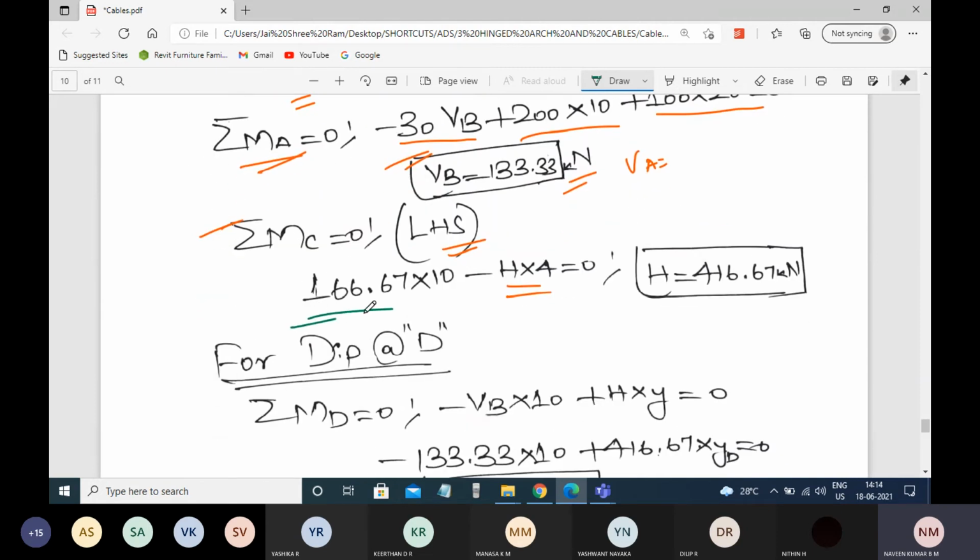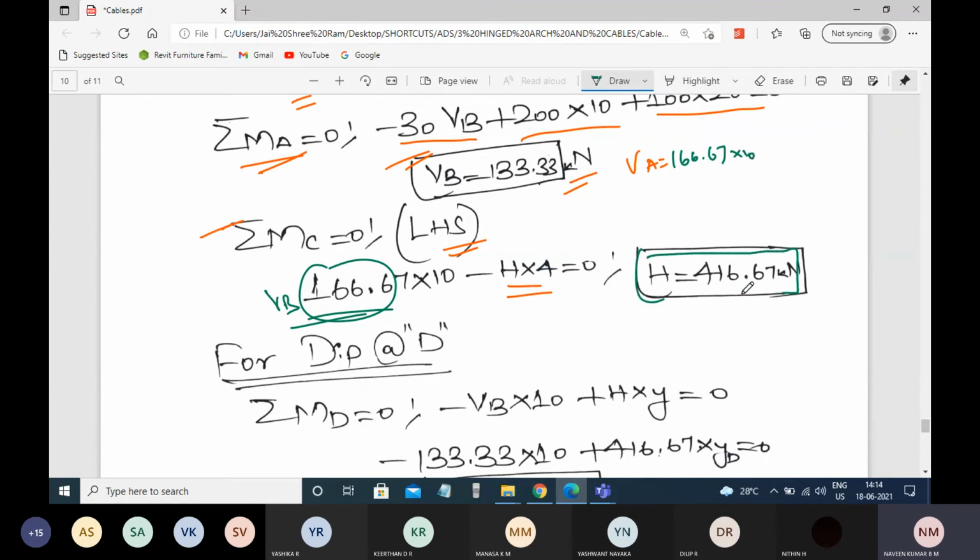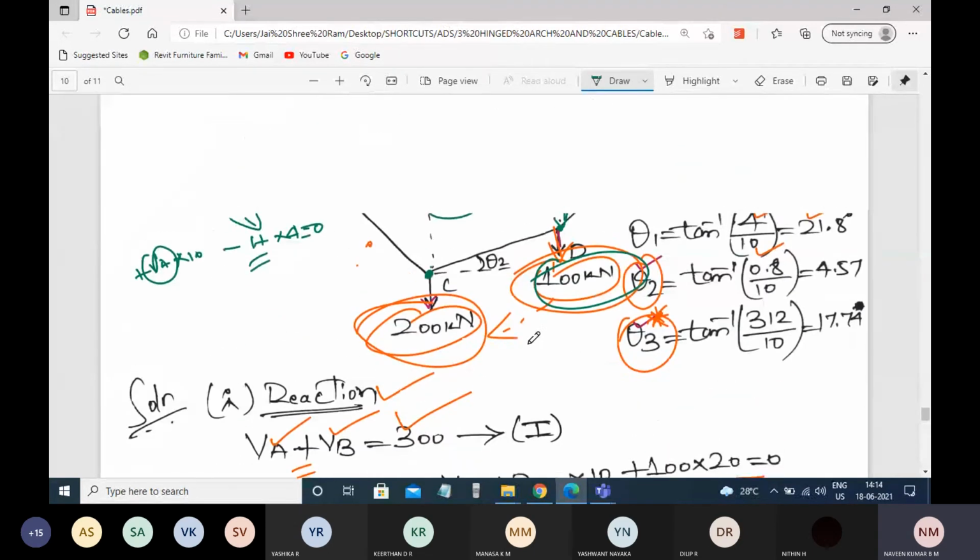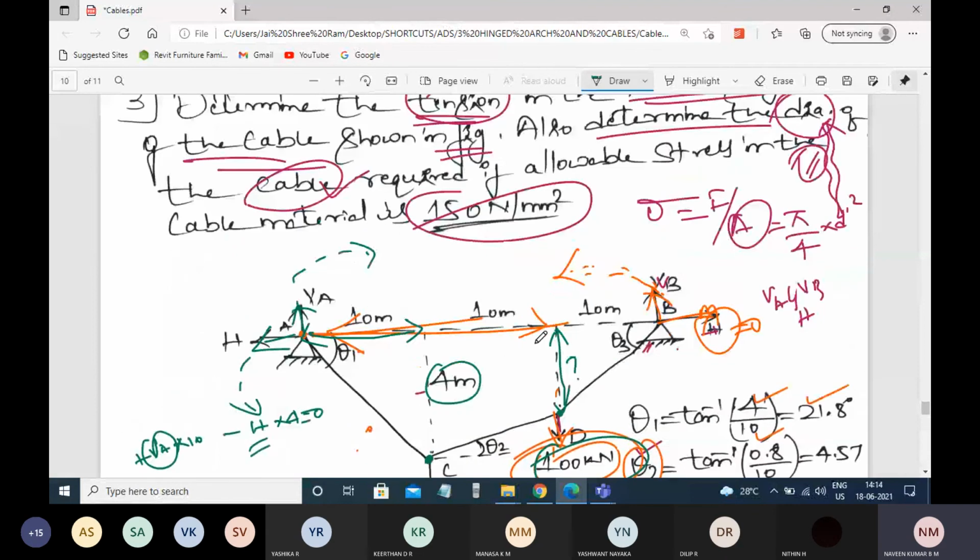We know that VA equals 166.67 times 10. Understood? Then you will get H equals 416.67 kilonewton. So now the important task is to find the dip at D. That is this distance, the dip at D.